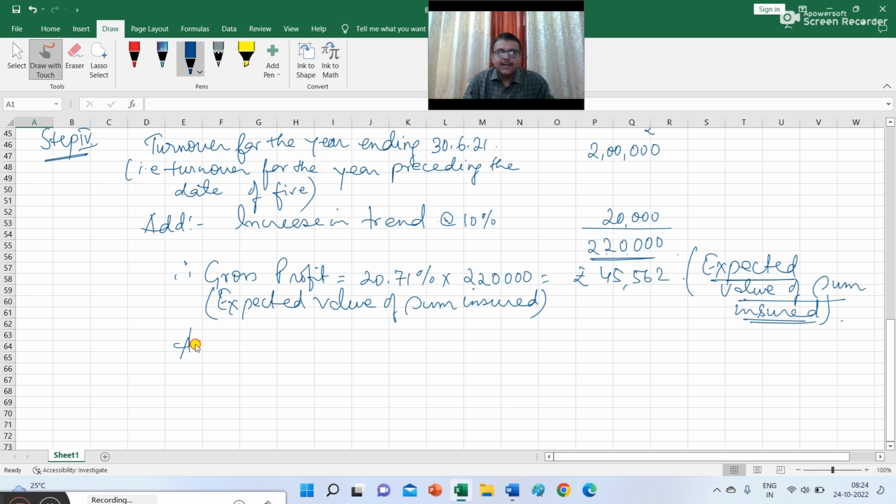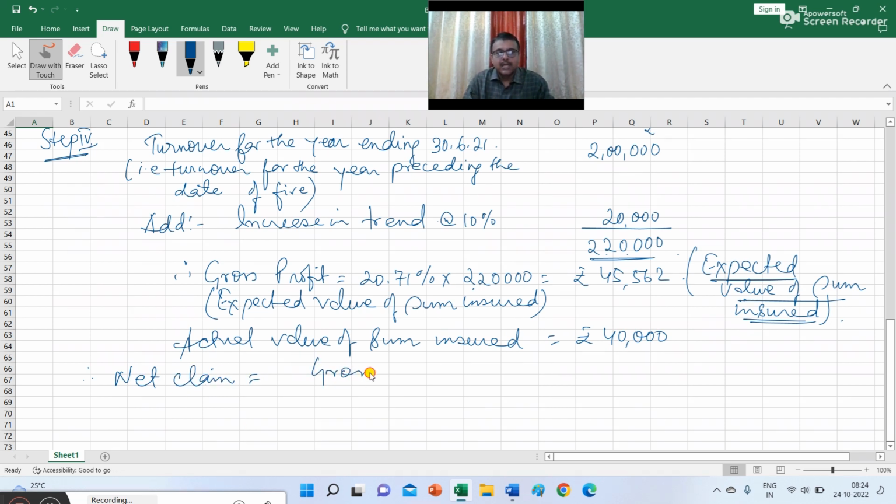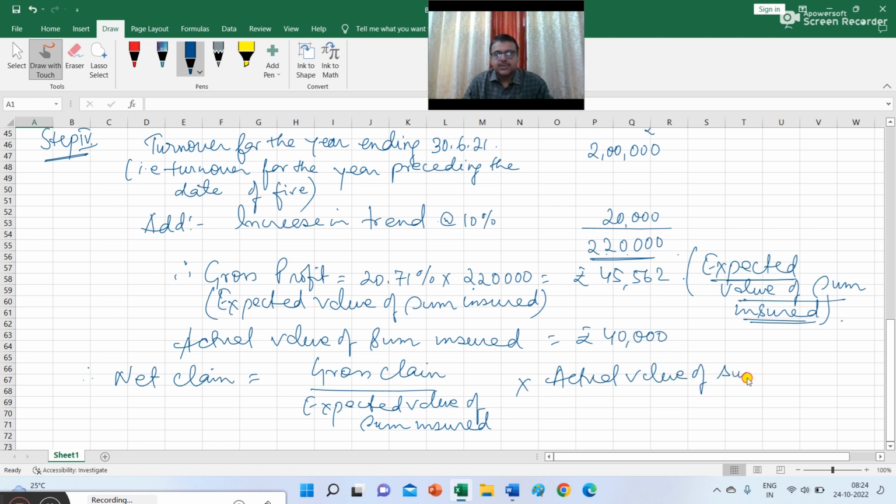Now what is the actual value of sum insured? This is given as 40,000. Therefore, the net claim is equal to gross claim divided by the expected value of sum insured, multiplied by the actual value of sum insured.